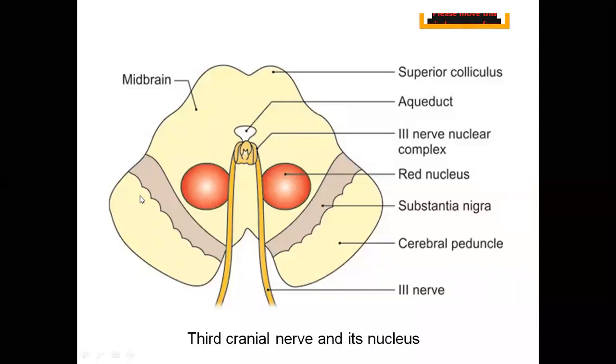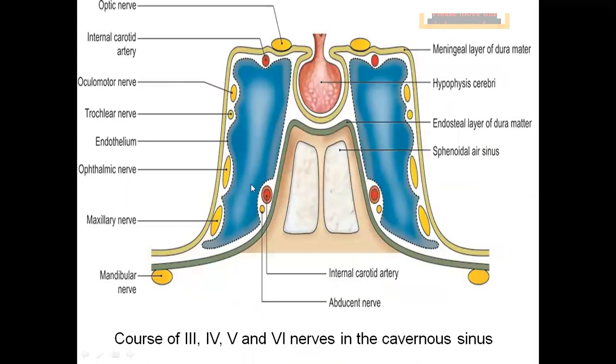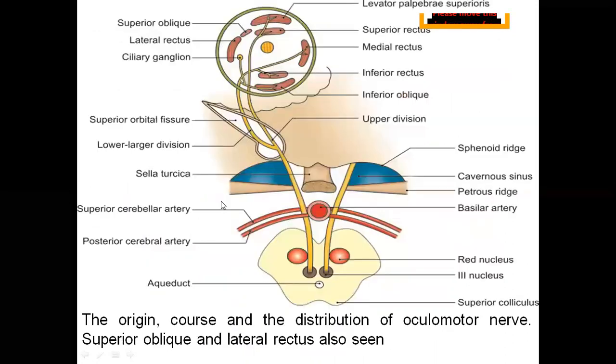Here is again the midbrain, which is showing us the level of the superior colliculus and the oculomotor nerve coming out. And this is the picture of the cavernous sinus for you to recollect how it is related laterally to the cavernous sinus. You can see not only the oculomotor nerve on the lateral wall, we also have the trochlear nerve and the fifth cranial nerve subdivisions, ophthalmic and maxillary.